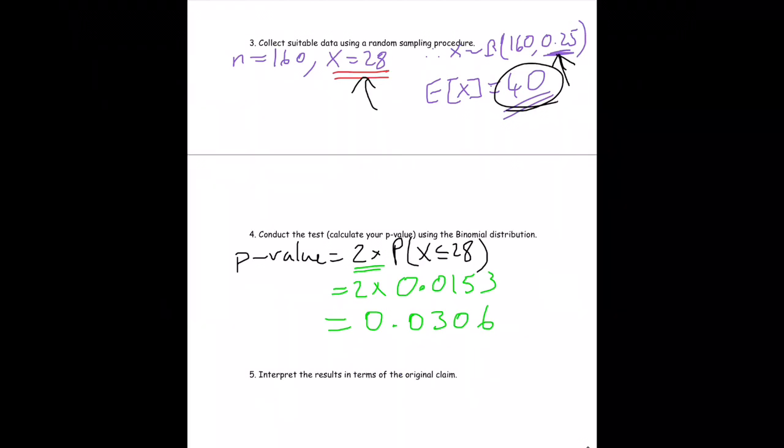My p-value there is less than 0.05. There's less than a 5% chance of H0 being true. Less than a 5% chance. So therefore, I would say that I've got strong evidence to reject H0.